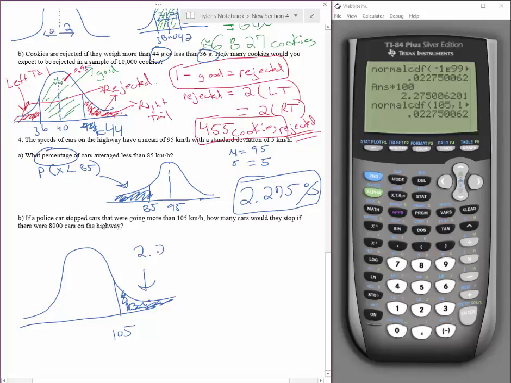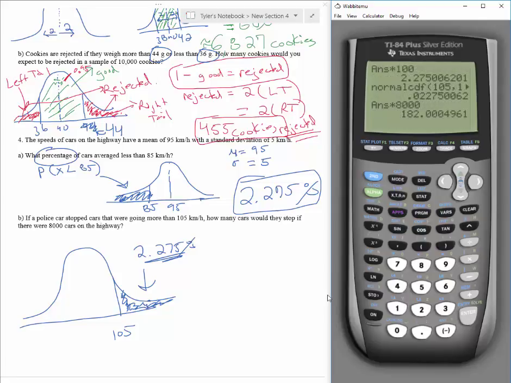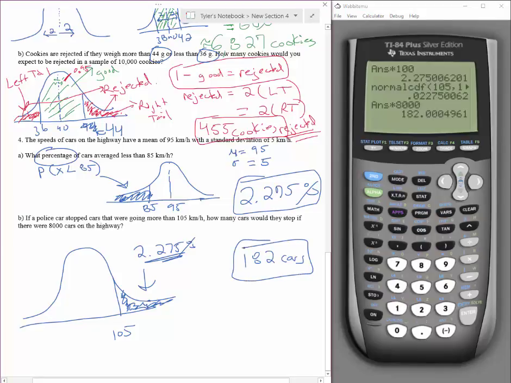So I would expect 2.275% to be bigger than 105 kilometers per hour. Then if I multiply that times 8,000 cars, I get 182. So out of the 8,000 cars, I would expect about 182 cars that are being stopped for going over 105 kilometers per hour.